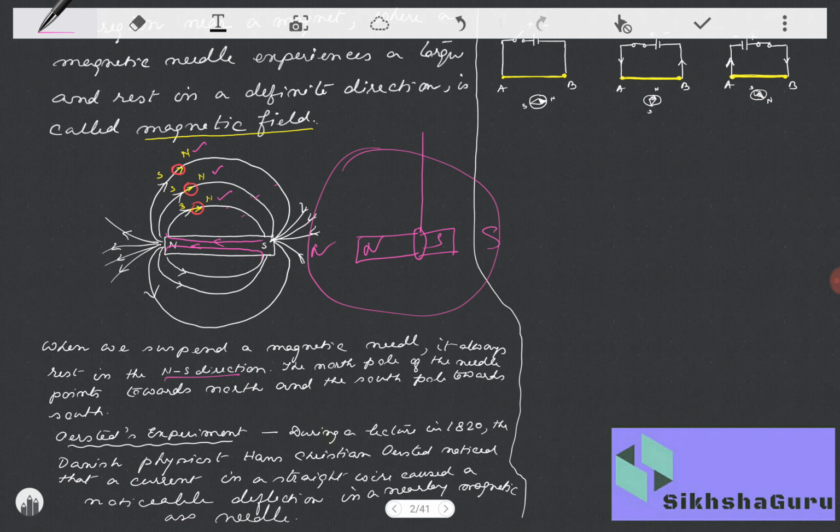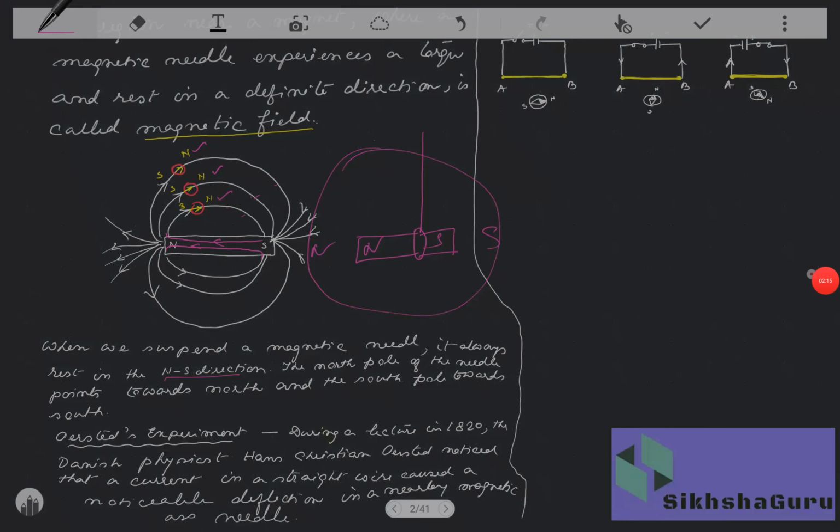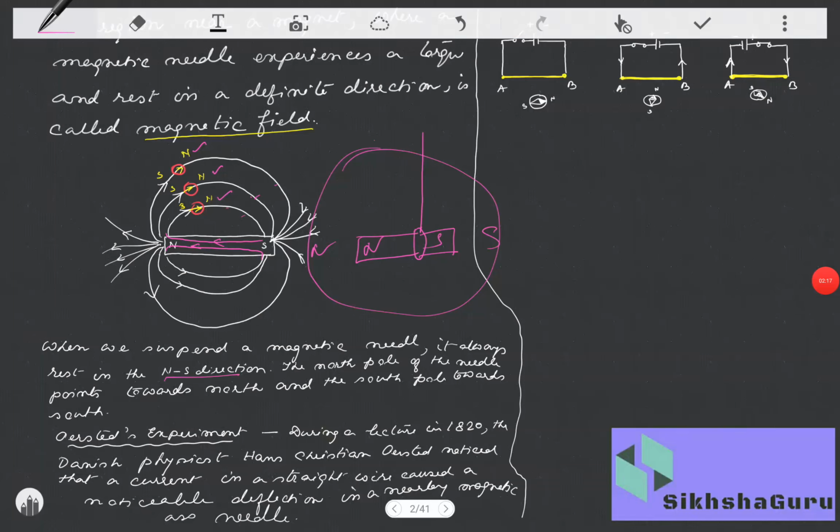Now we learn about the Oersted experiment. During a lecture in 1820, the Danish physicist Hans Christian Oersted noticed that a current in a straight wire caused a noticeable deflection in a magnetic compass needle.